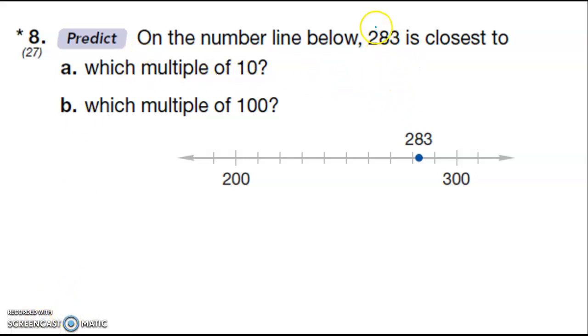On the number line below, 283 is closest to what multiple of 10? So if this is 210, 220, 230, 240, 250, 260, 270, this is 280, 290, and 300. So it's going to be closest to 280. That's my multiple of 10. It's also going to be closer to 300. So the first question is asking, is it closer to 280 or 290? It's closer to 280. The second question is asking, is it closer to 200 or 300? It's closer to 300. Getting you ready for rounding, I think.